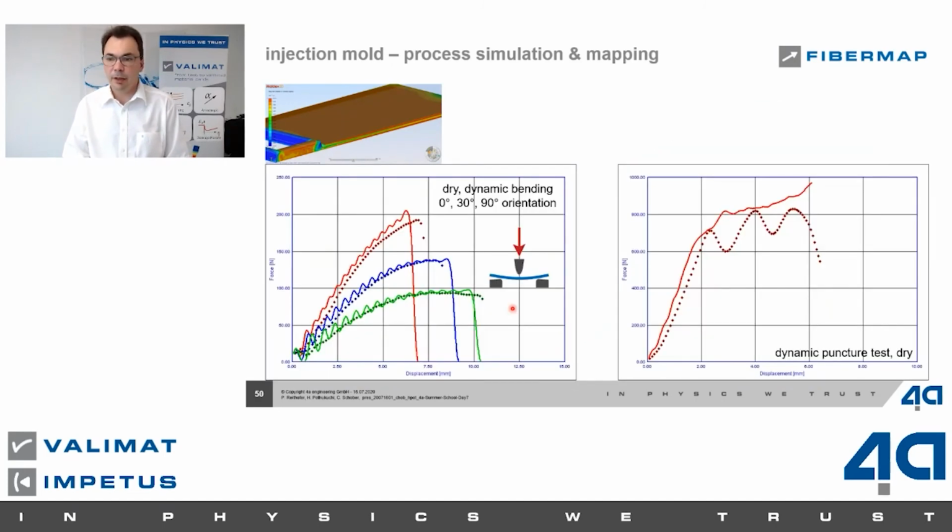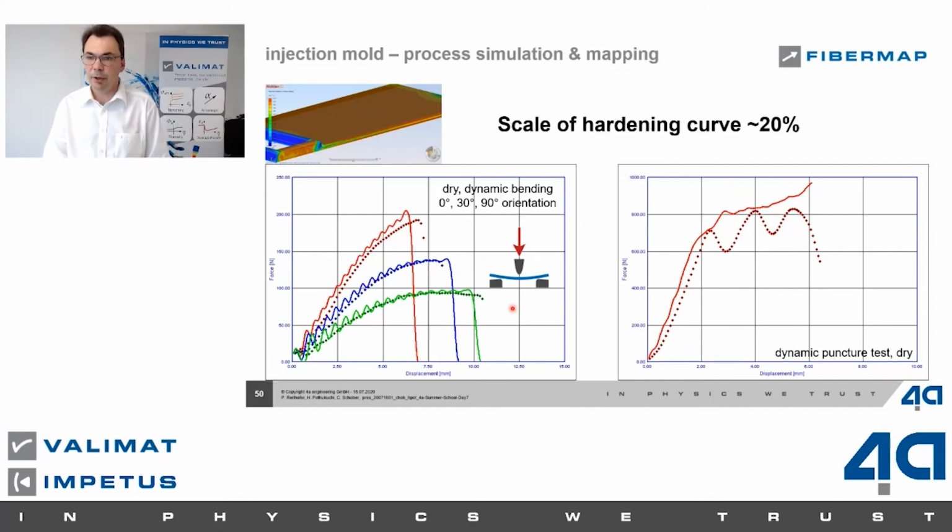And yeah, we are also coming to a good agreement between the real test and the simulation. But also, to be honest, we had to scale the hardening curves around 20%, because our calibration didn't consider that the fiber orientation we are getting from the injection molding is not 100% perfect. So it doesn't mean that we should not use these tools, but it means it's not perfect at the moment.